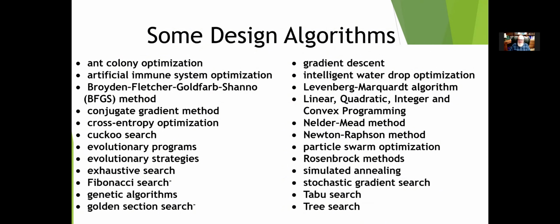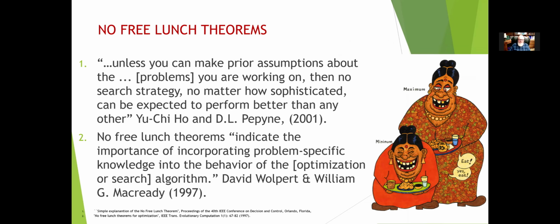This was actually emphasized in a 1997 paper by Wolpert and Macready called the no free lunch theorem. And this was an astonishing result because it was a big smack in the face of all the people who were trying to design their own algorithms. And here is the thing. If you have no domain expertise about what you're trying to solve, unless you can make prior assumptions about the problems you are working on, then no search strategy, no matter how sophisticated, can be expected to perform better than any other. Wow. That means that you cannot claim superiority of any algorithm to perform best in all cases.